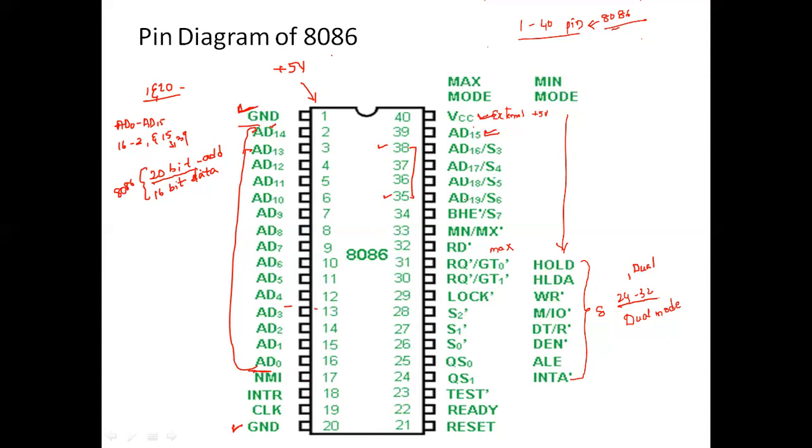So out of 20 bits, 4 are present in multiplexed form with the status signals. What I have told you is a 20-bit address bus, so here 15, 16, 17, 18, 19. So 0 to 19 are there, that means 1 to 20. Out of this 20, we provide 4 like this, pins 35 to 38. These pins 35 to 38 are multiplexed with S3, S4, S5, S6 and S7.